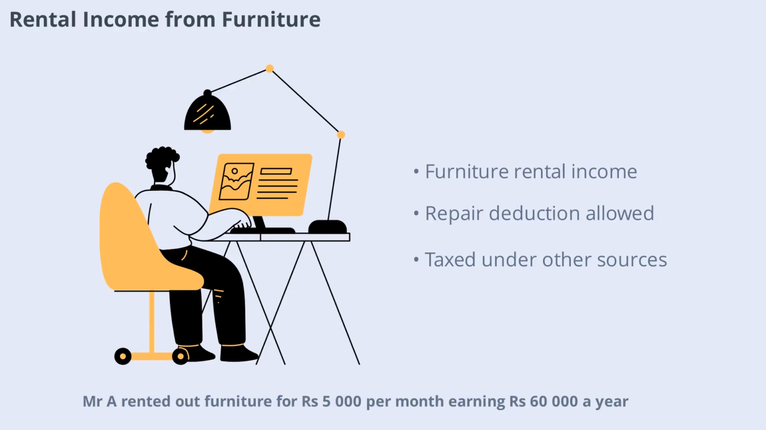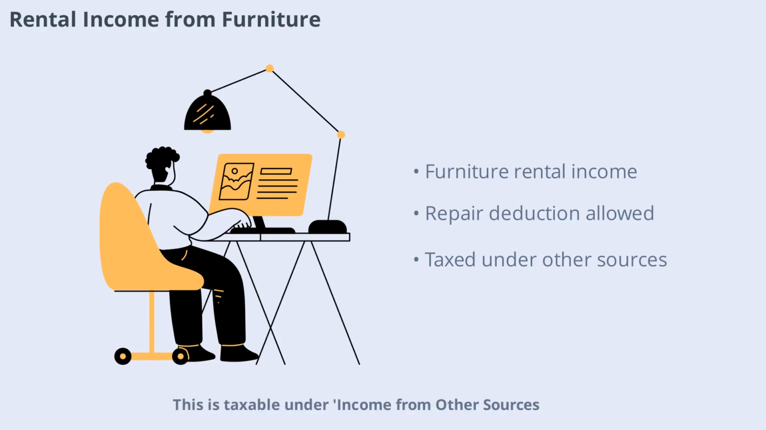Mr. A rented out furniture for Rs. 5,000 per month, earning Rs. 60,000 a year. After deducting Rs. 10,000 for repairs, the net income is Rs. 50,000. This is taxable under income from other sources as it is not covered under house property income.